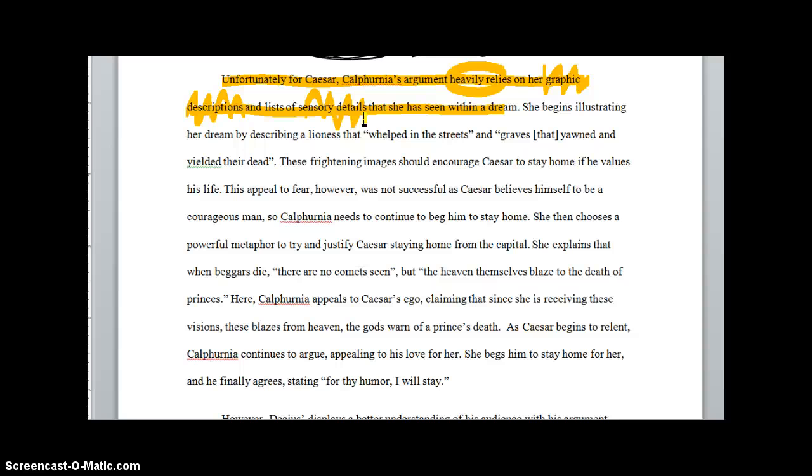All right, so let's go through the next sentence. "She begins illustrating her dream by describing a lioness has, quote, whelped in the streets, end quote, and, quote, graves that yawned and yielded their dead." That is definitely evidence. That is the how. What is she using in her argument there? And I want you to note that this student provides quotes here. And we've discussed before about the use of quotes and how they should not be complete sentences. They should be to the point.